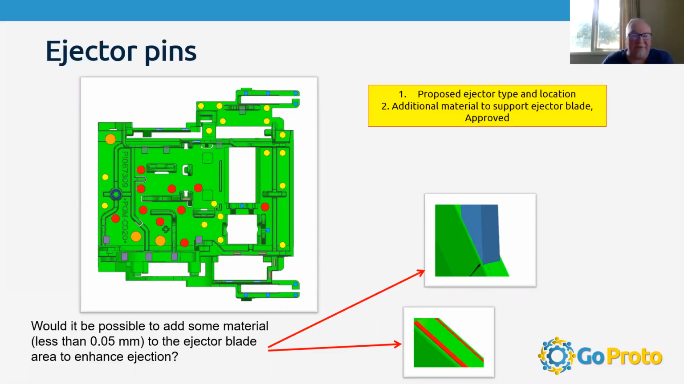With the proper draft and everything and proper ejection, your tool's going to run pretty smooth. Matt, can you address, we asked the question here, this is an example in this DFM that we provide, there's a question there: would it be possible to add some material there to allow us to have that ejector blade? Why would we ask that question, and how does that affect the client there? How's the communication done?